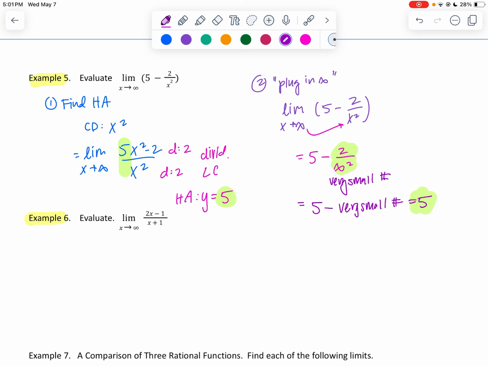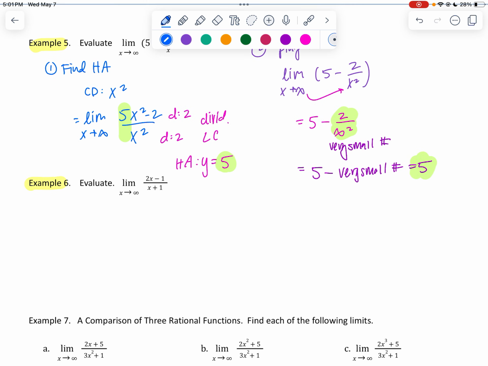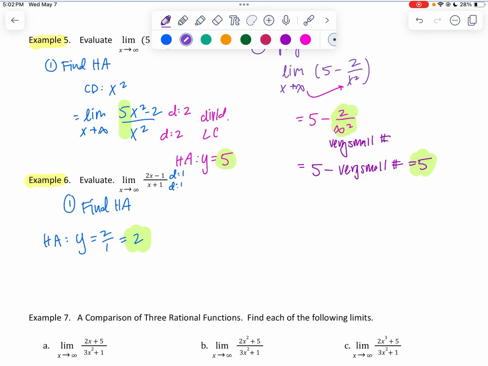or you can go back to rational equations and use what we know about horizontal asymptotes. So for example 6, I'm going to find the horizontal asymptote. This one has degree 1, this one has degree 1. So my horizontal asymptote is at y equals 2 divided by 1, which gives me a value of 2. Boom. All right, my second method, I can plug in infinity.